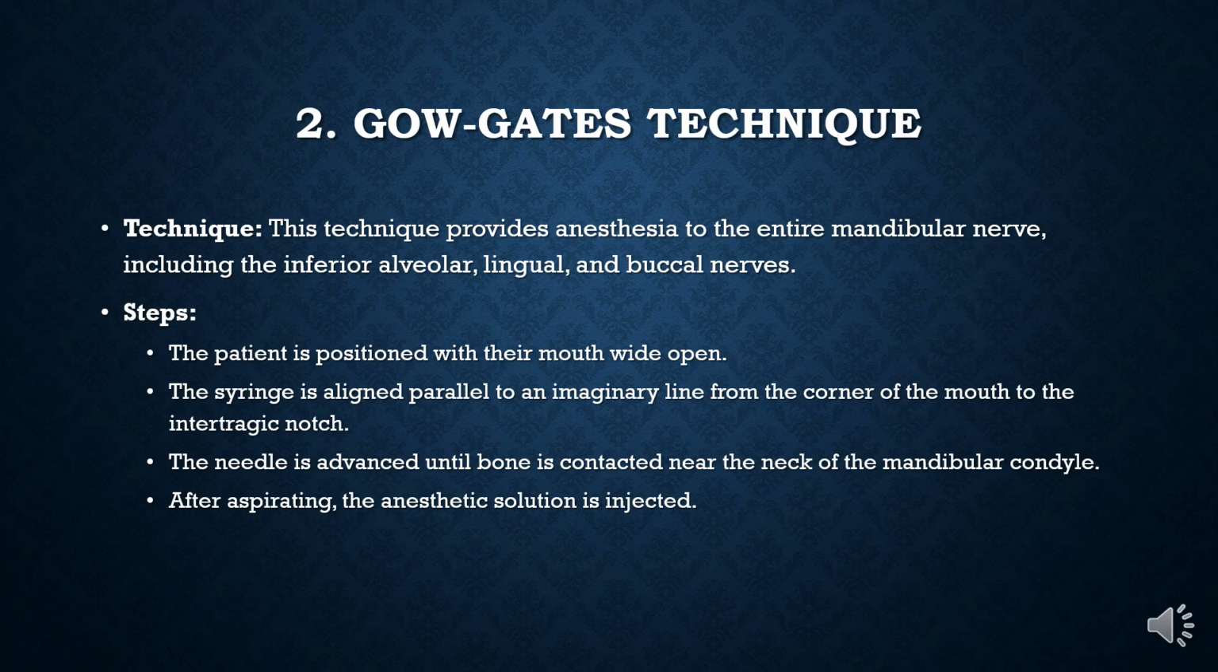Second is the Gow-Gates technique. This technique provides anesthesia to the entire mandibular nerve, including the inferior alveolar, lingual, and buccal nerves. First of all, the patient is positioned with their mouth wide open. The syringe is aligned parallel to an imaginary line from the corner of the mouth to the intertragic notch. The needle is advanced until bone is contacted near the neck of the mandibular condyle. After aspirating, the anesthetic solution is injected.